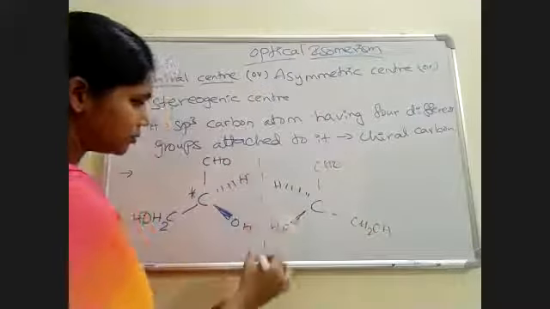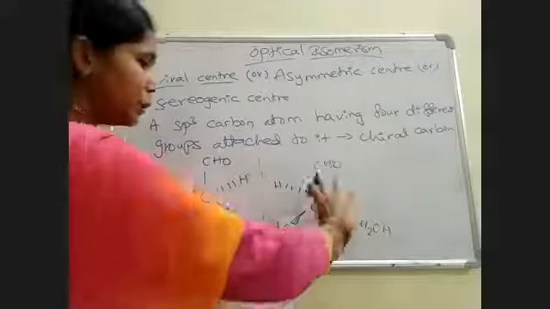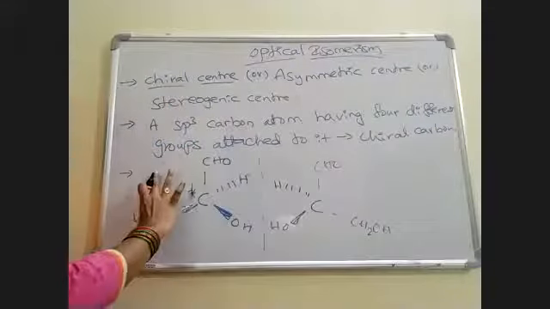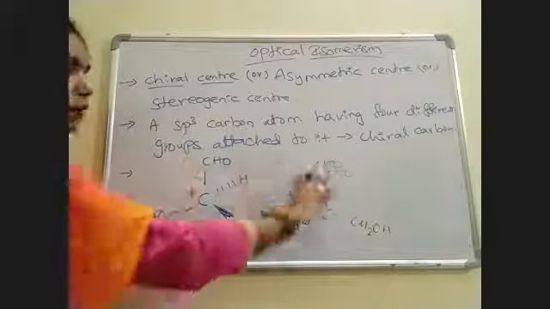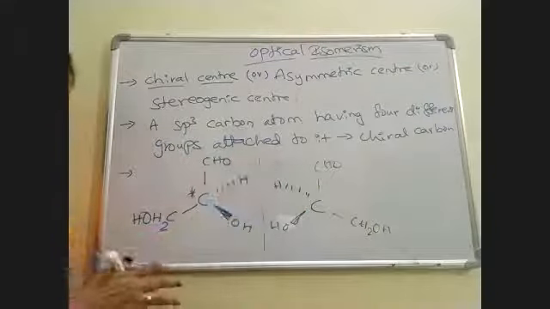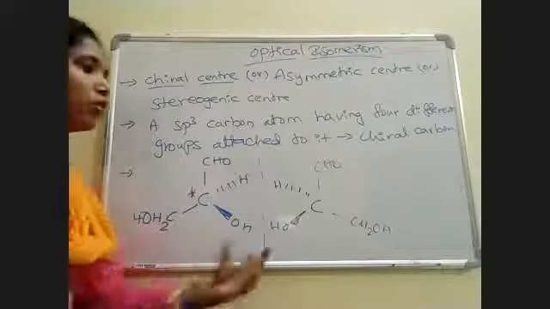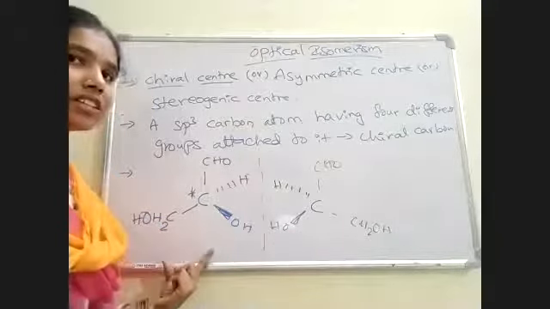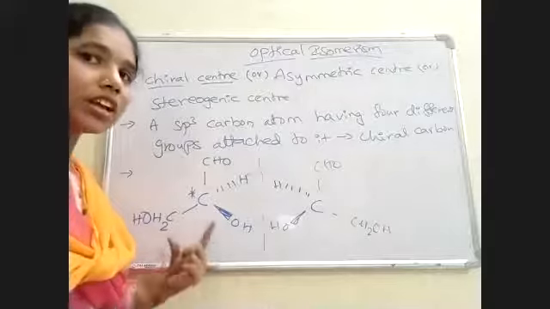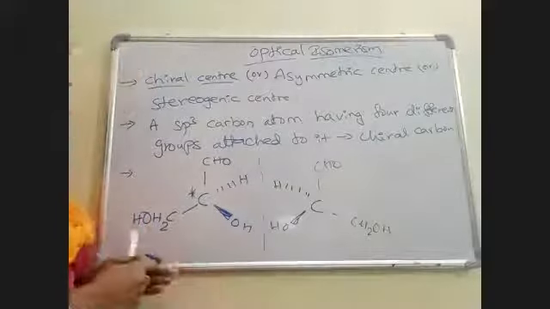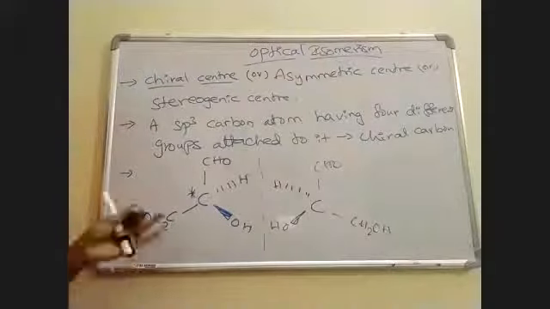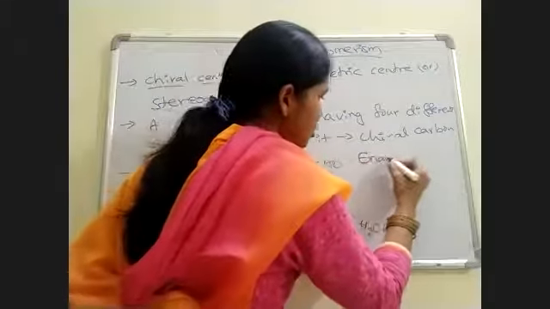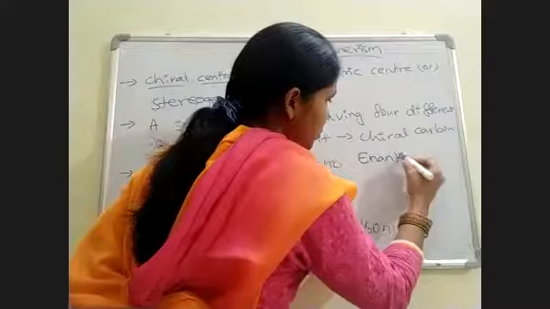Mirror image of this one. If you try to superimpose on this molecule, it is not superimposable. So, two non-superimposable mirror images are called, what is the definition? Enantiomers. Enantiomers are also called stereoisomers, which are non-superimposable mirror images.